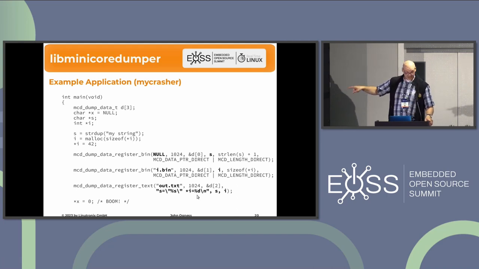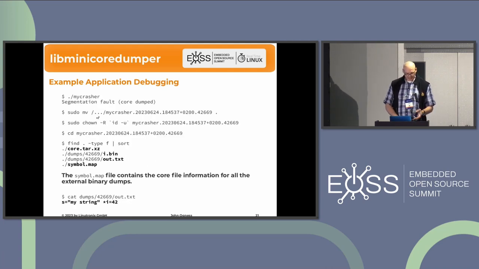Now, these values are not going to be interpreted until the actual crash happens. So, for example, if this value were to change at some point before it crashes, of course, you'd see the new value. It's not the values at that moment of registration. It's the values when it crashes. So if we run this, it crashes.